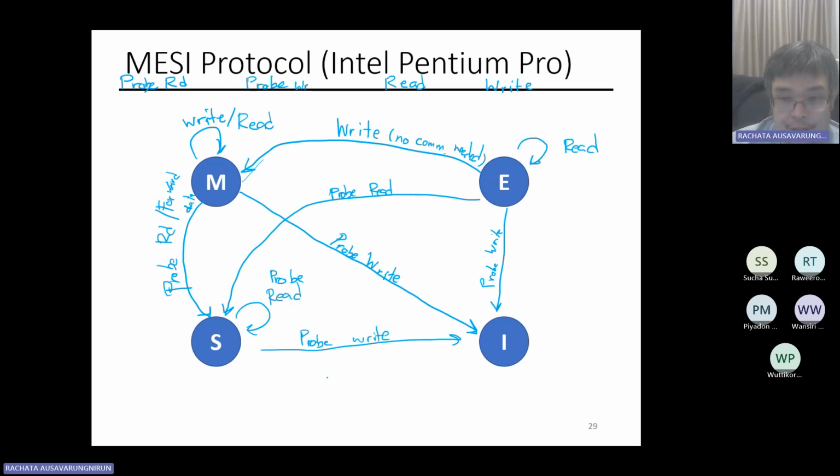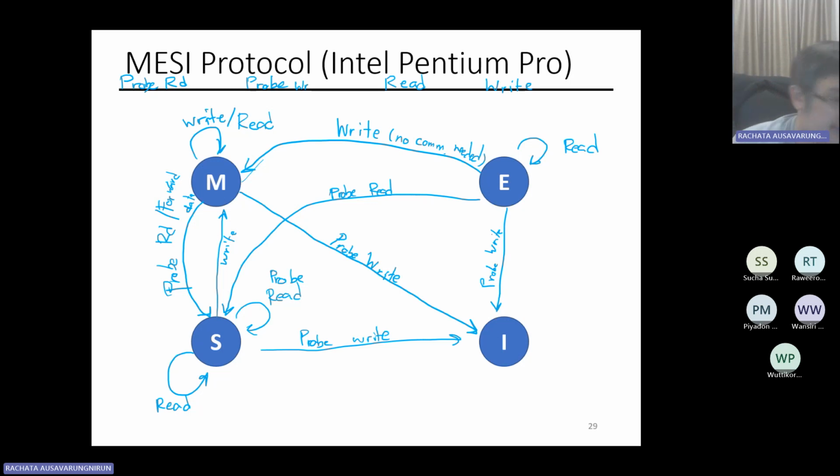If you are in the share state and you are reading, you stay there. If you're in a share state and you write to it, you are going to go to modify. And again, when you read or write, you send a read or write signal to the Snoopy bus so that everyone else can then update the state.